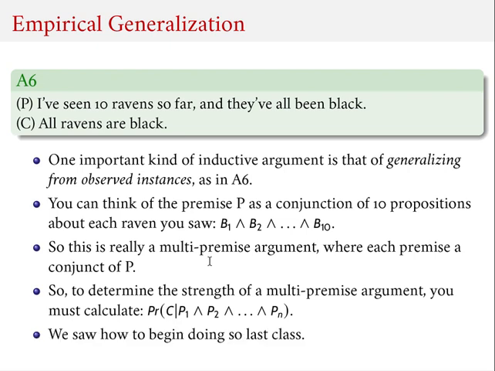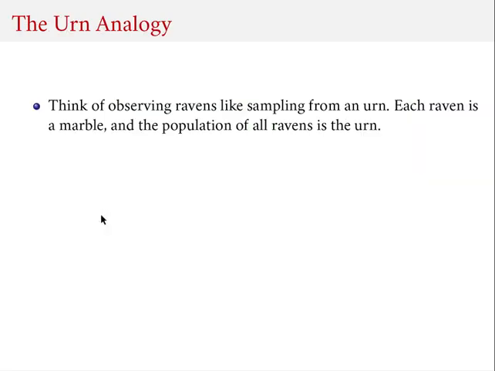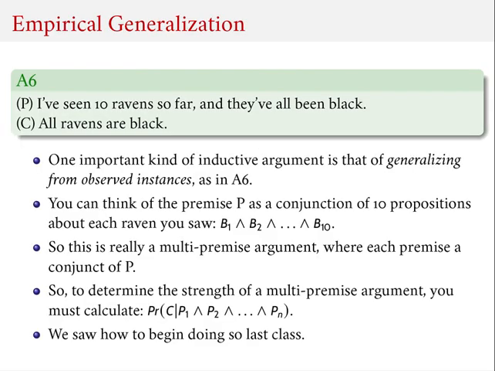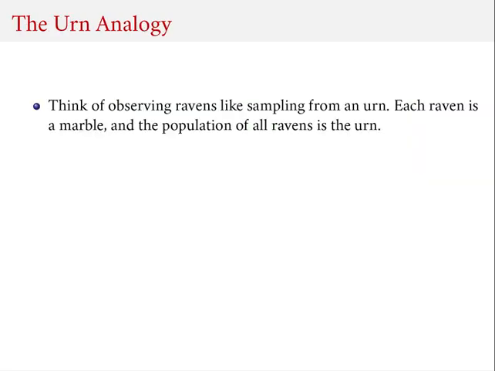And for this argument, we're concerned with the degree to which the conjunction B1 to B10 confirms the conclusion that all ravens are black. And in fact, we saw how to begin doing this last class where we applied Bayes' theorem to cases where we had multiple conditions. So let's see how to do this, not where we have two conjuncts, but a really arbitrarily long conjunction.